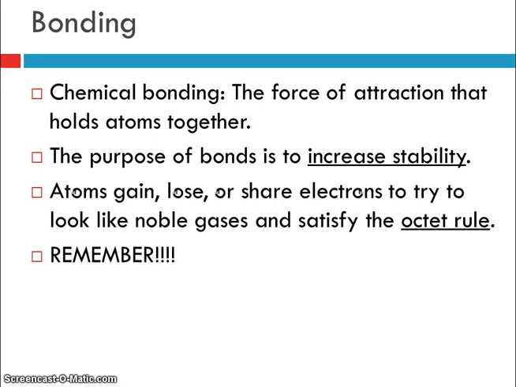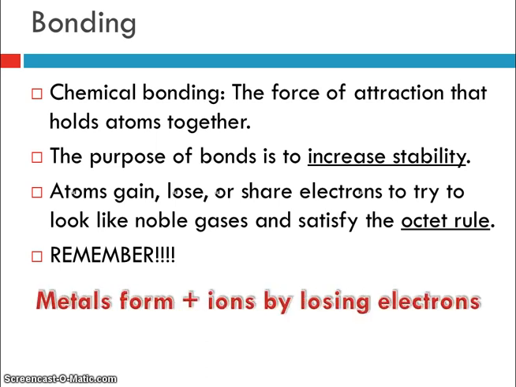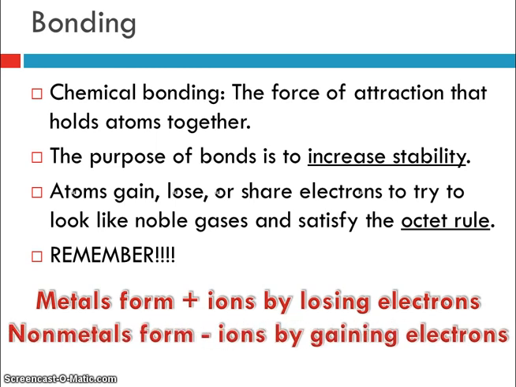So remember, metals form positive ions by losing electrons. Again, metals form positive ions by losing electrons. And nonmetals form negative ions by gaining electrons. Again, nonmetals form negative ions by gaining electrons.